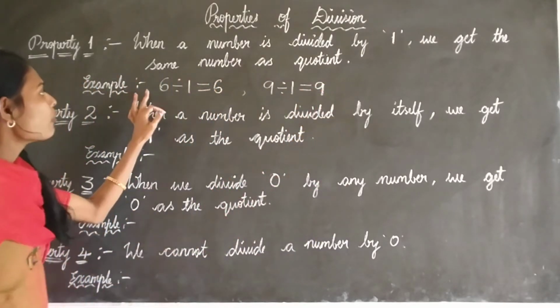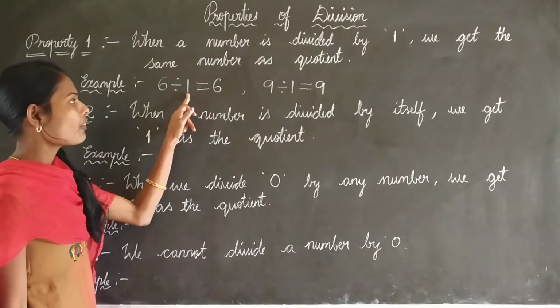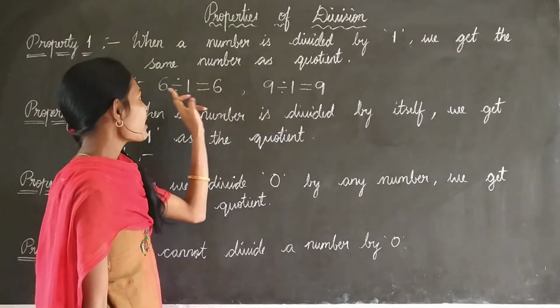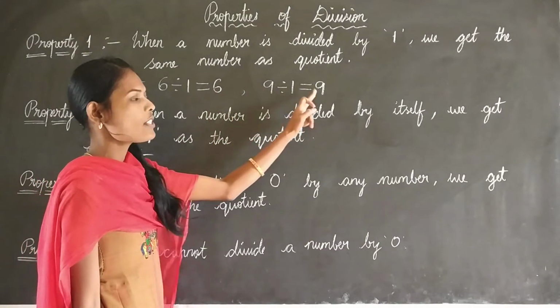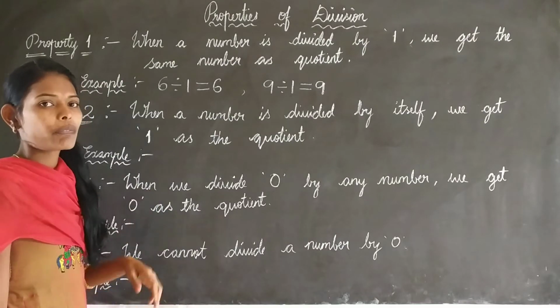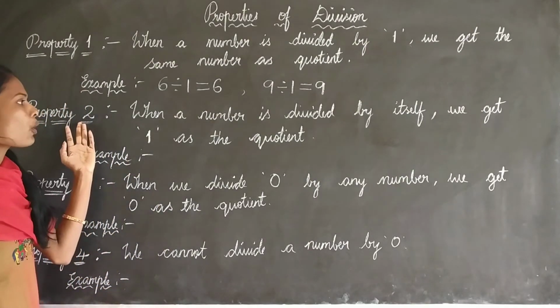Okay children, when a number is divided by 1, we get the same number as quotient. This is the first property. Let's see the second property.